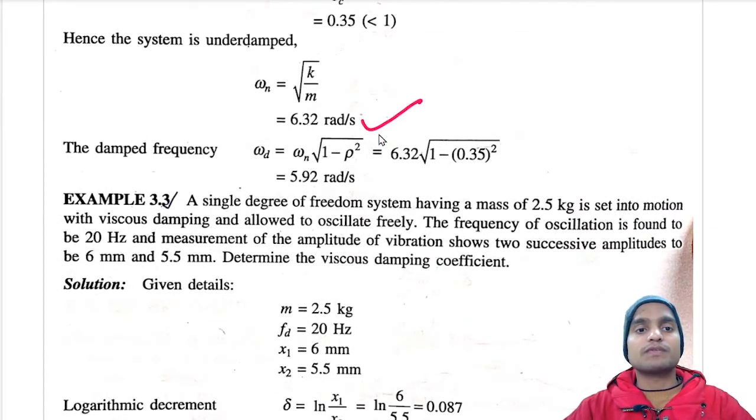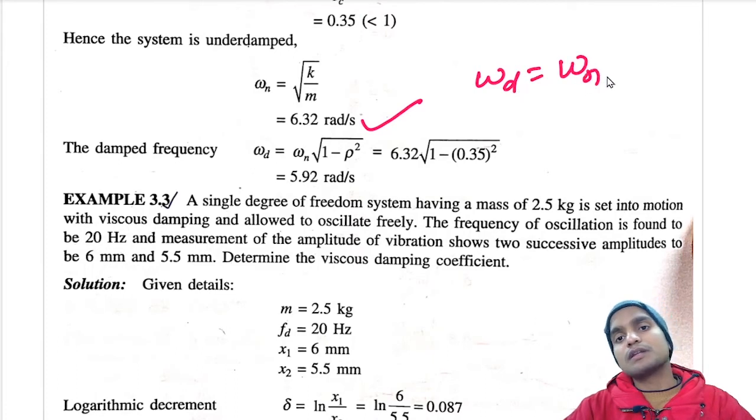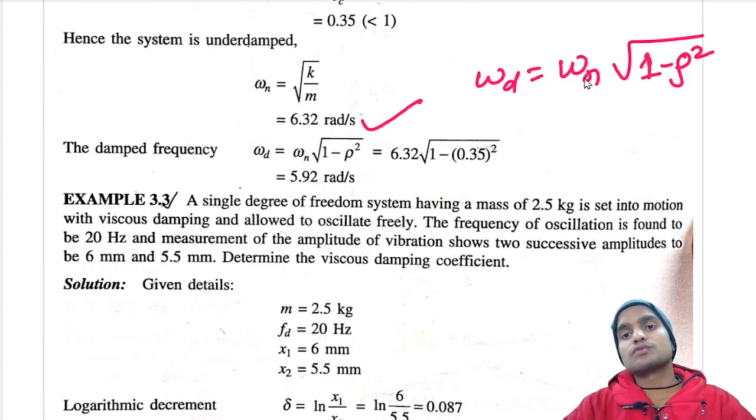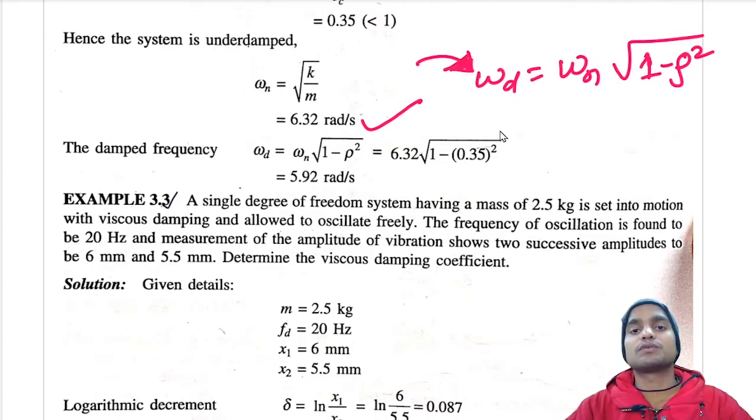This is the natural frequency, and damped frequency omega d will be equal to omega n into root under 1 minus rho square. So if a system is a damped system, it has frequency equal to omega d. Omega d is the damped frequency, and this is the frequency with which the system is vibrating, and this can be obtained with the help of omega n and damping ratio. So this is very easy.